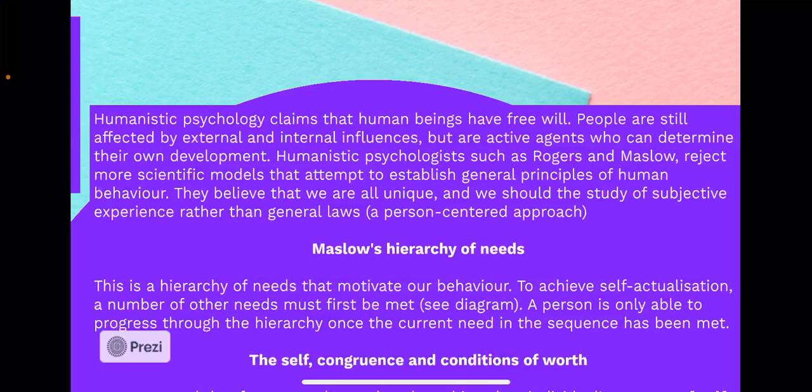Humanistic psychologists such as Rogers and Maslow reject more scientific models that attempt to establish general principles of human behaviour. They believe that we are all unique and we should study subjective experience rather than general laws. So they use a person-centred approach. So the humanistic approach is very different to the behaviourist approach, social learning theory, and the psychodynamic approach, in that it believes that we have free will and we are actively able to change our behaviour.